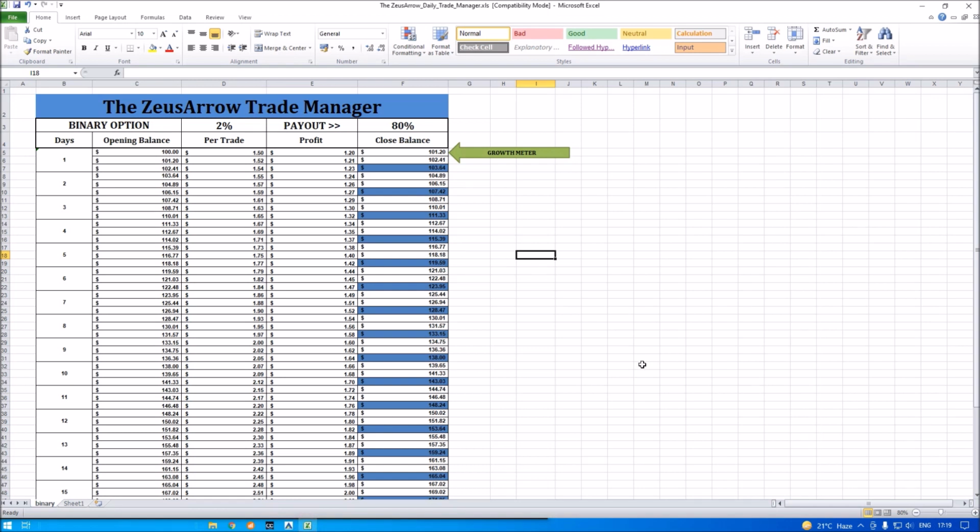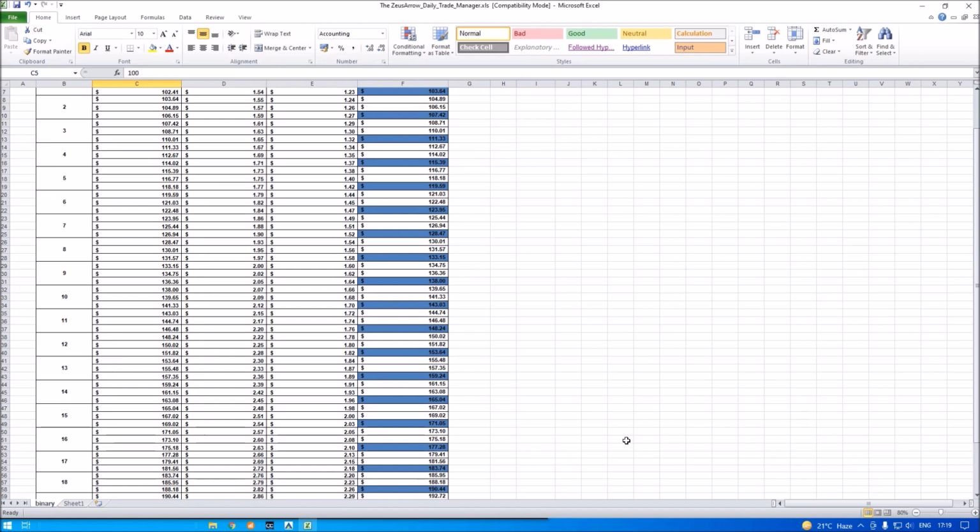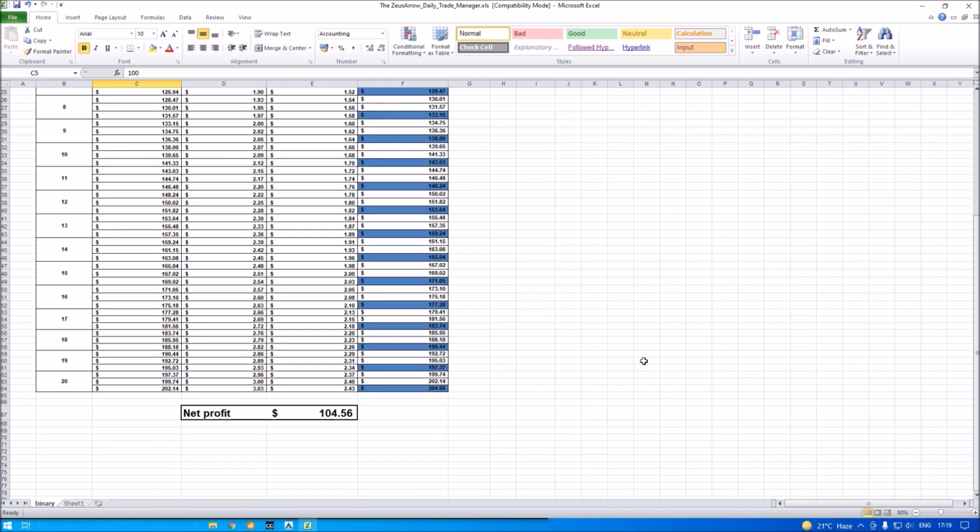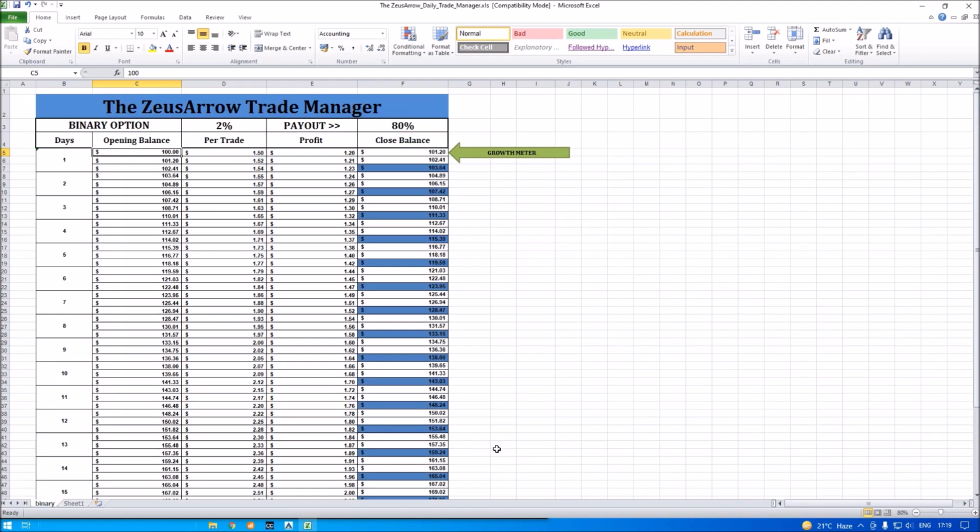Here you can see the trade manager template, which I have set on a $100 starting balance. The settings here are used so that the amount will grow 100% every 20 days. The same settings have been provided to members as well. Here we're going to use 1.5% risk on every trade, and our daily target will be 3 winnings. After each winning, we're going to drag our growth meter. As we are on the first day, we're going to start waiting to take a first trade. The other thing we have to keep in mind is that the minimum payout has to be 80%.